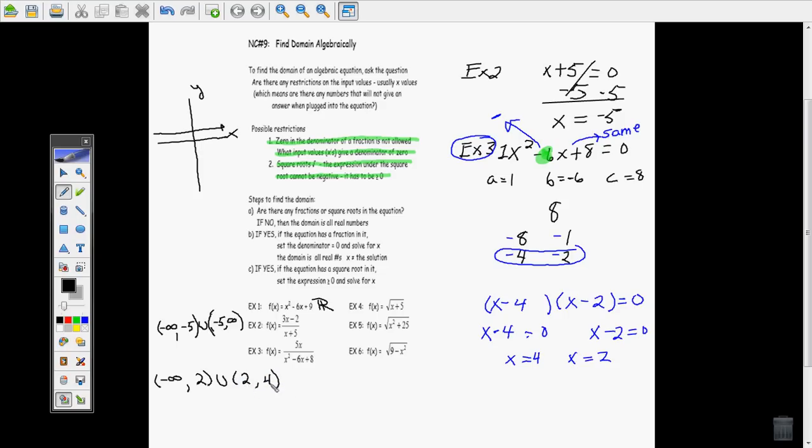But the reason this interval is here is because anything greater than 2 and less than 4 can be a solution. It can go into x and not give me a 0 on the bottom. And now finally, union, my last restriction to infinity. Block that off so you can see what I've got.